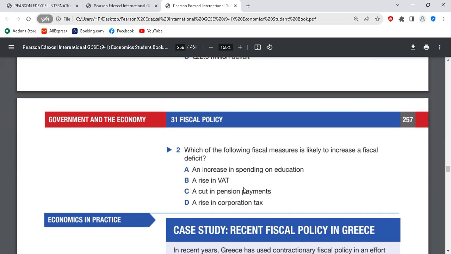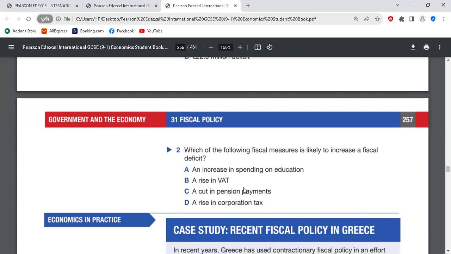That increases spending. Option 2, a rise in value-added tax. When government increases tax on spending, it is good because government revenue would increase. A rise in VAT will increase government revenue. That is not going to give you a deficit. A cut in pension payments. If government cuts pension, it means government spending would be cut. A cut in government spending would improve the budget. That will not give a deficit. A rise in corporation tax means government is getting more taxes or revenue from profits made by firms. That would increase government revenue.